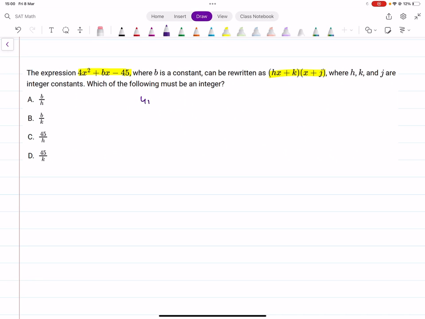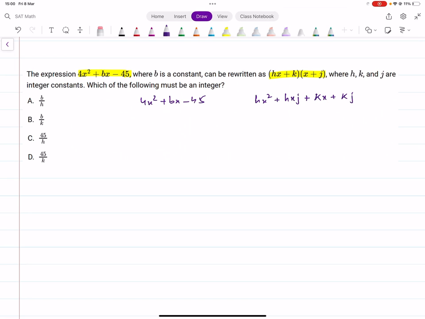We can say 4x squared plus bx minus 45. This is the original expression that's given. We could simplify the other expression as well and see what that gives us, and then try to compare the two and see if that helps. So let's simplify this expression. hx into x, that's hx squared. hx into j, that's hjx, plus kx, plus kj.